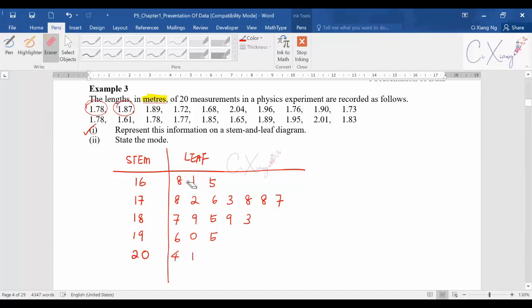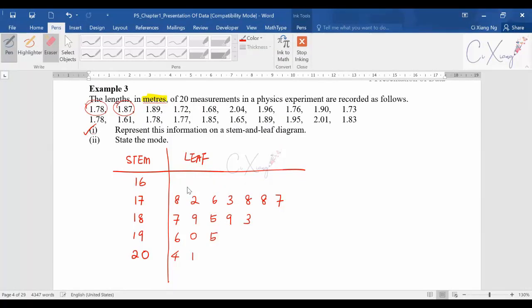If you want to make sure that you didn't make any careless mistake, try and count all these numbers on the leaf part. It should equal 20 in total, because you're having 20 data, right? So if you're having 19 here, that means you made a careless mistake or you missed out some numbers. Alright, then after that you rearrange it.